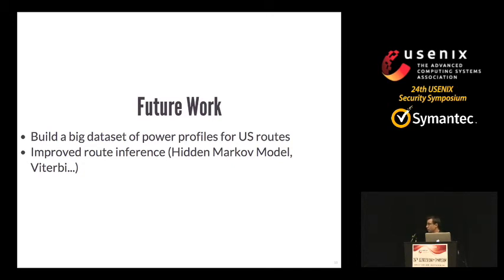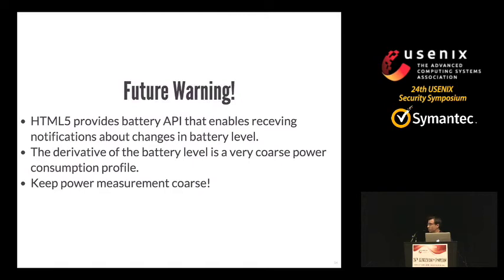The next step would be to improve on the hardest task I mentioned, new route inference. Since it's a graphical model, we would like to apply algorithms like Viterbi, more sophisticated than what we did, and improve the results. I also want to add a future warning. HTML5 apparently exposes an API for accessing the battery charge level. That's a very coarse indicator. The derivative of that would be the power consumption, but it's a very coarse power consumption. I don't believe anything can be done with it now, but it should be kept coarse.